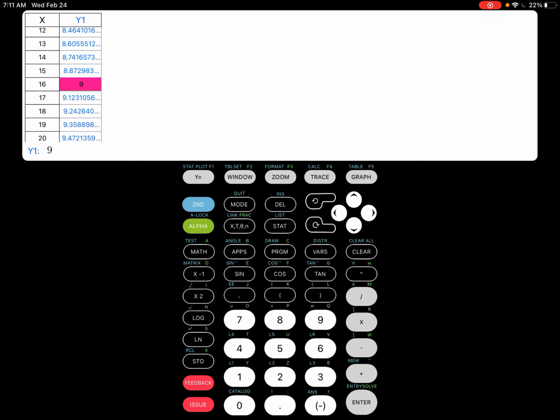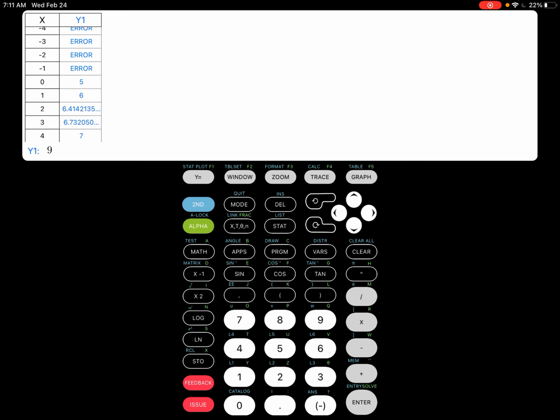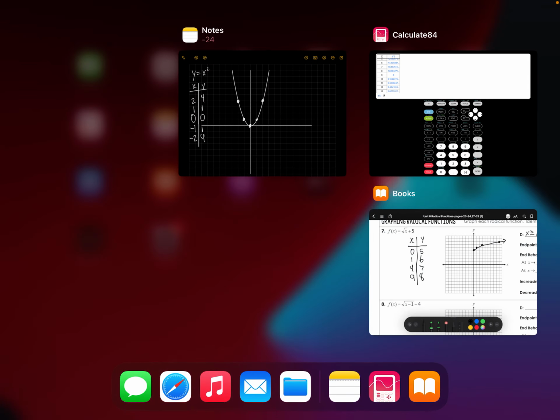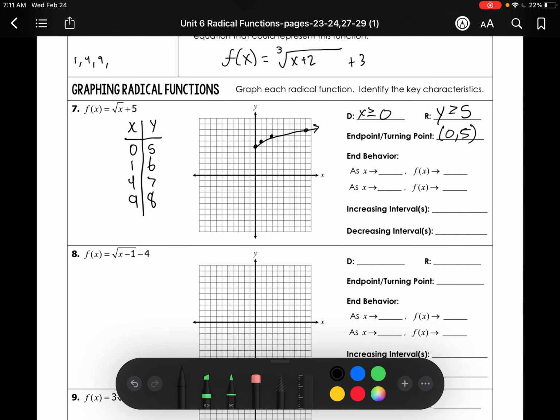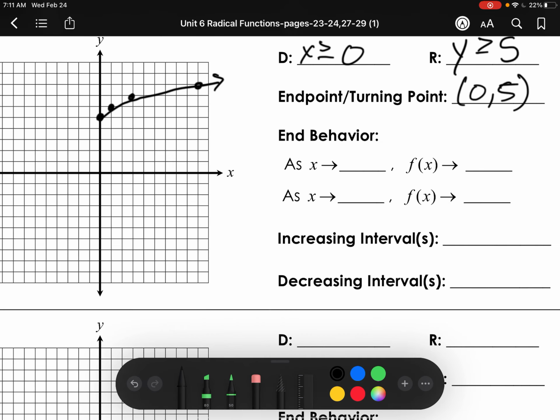It shifts up 5 units from the parent function. If you look at your table, when x is 0, y is 5; 1, 6; 4, 7; 9, 8, which is the same points that we graphed here, right? Next, if we talk about the end behaviors, so as x approaches infinity, meaning our x values are getting greater, our y values are also getting greater, right? So that means that our output, or f of x, is also approaching infinity.